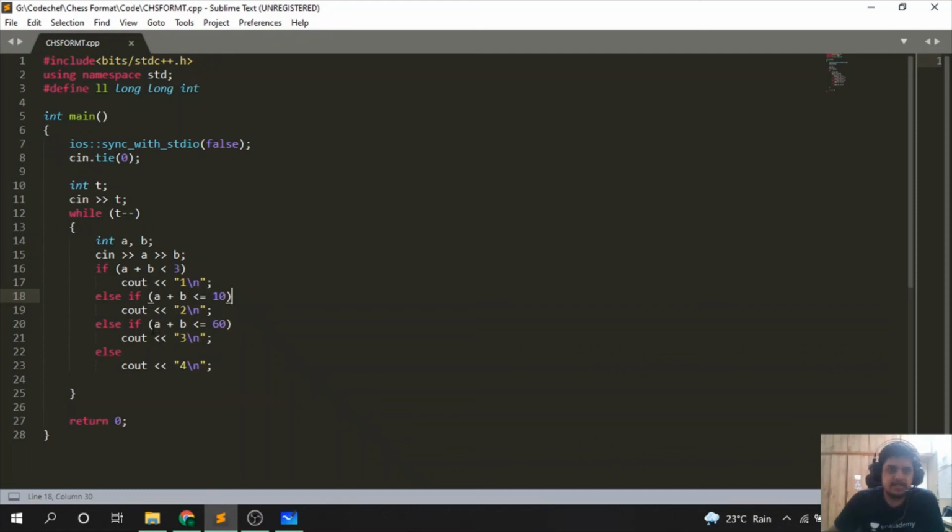The third case is if a plus b is less than or equal to 60, and the last case is if a plus b is greater than 60. In that case we will output 4.